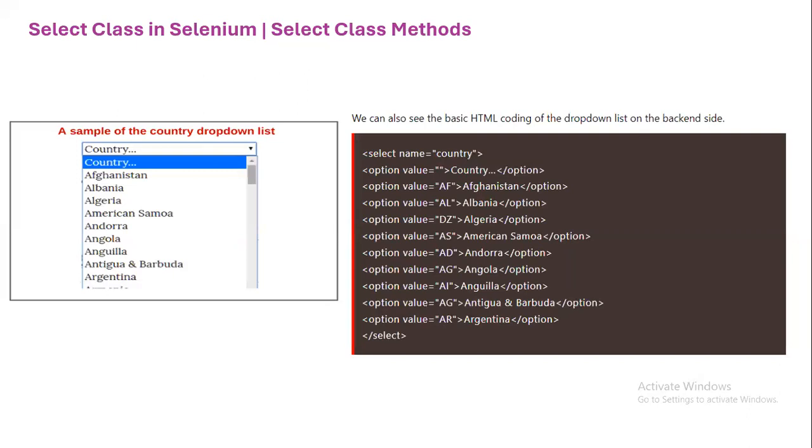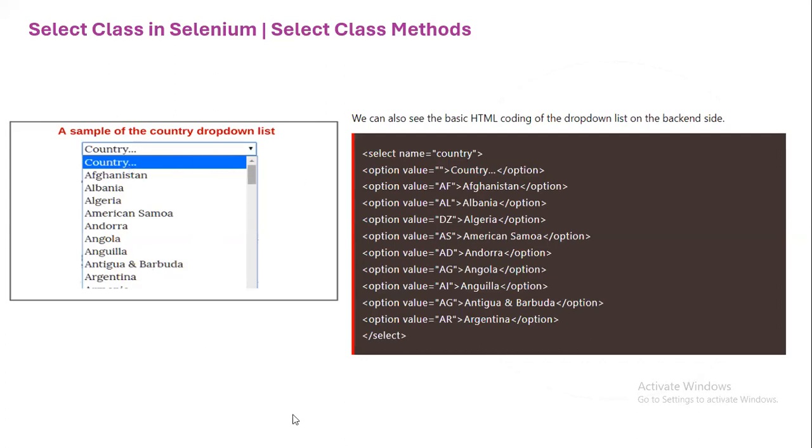In this session, we are going to discuss the Select class in Selenium. So in Selenium, how can we handle and work with drop-down list web elements? Suppose on a web page you have a drop-down list element. How can you work with a drop-down element in Selenium?